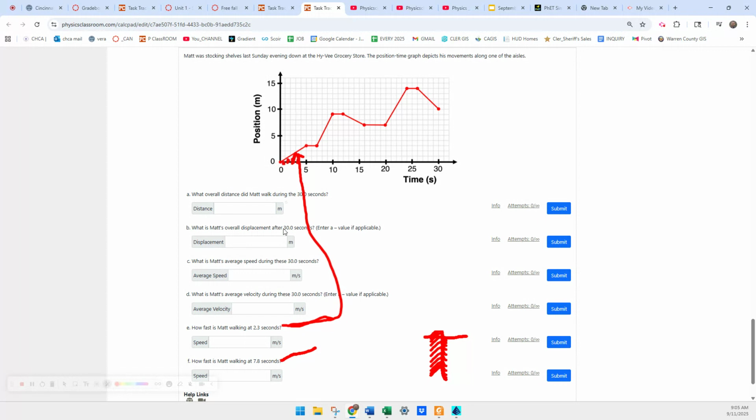Because he's going the same speed. Likewise, how fast is he walking at 7.8 seconds? That would be something like right here. And it's saying, well, what is the slope there? How fast is he traveling at this point in time? So a lot of times people try to use this as part of the calculation, and that's just not the case.